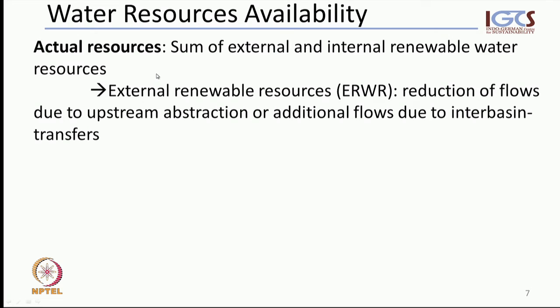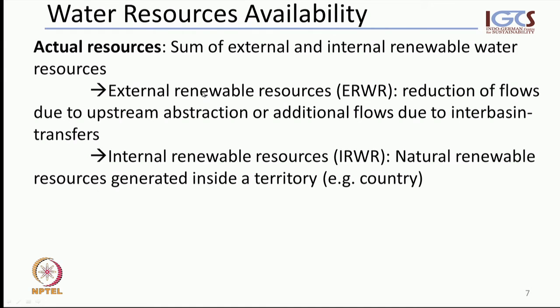whereby by external renewable resources we mean the amount of water that will be reduced or taken out by an upstream user, an upstream country, for instance, or the amounts of water that may be added to our internal flows due to interbasin transfers. And on the other hand, our internal renewable resources are those natural renewable water resources which are generated by rainfall inside a specific territory, for example, a country.